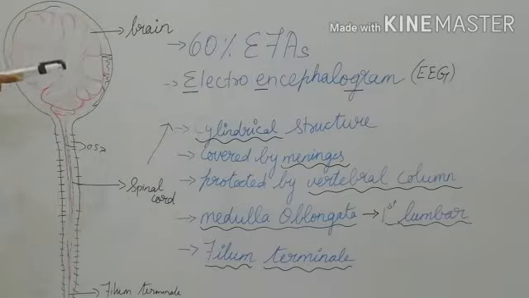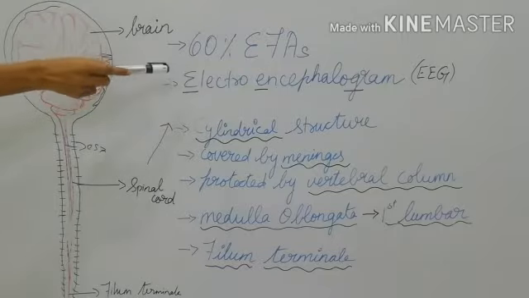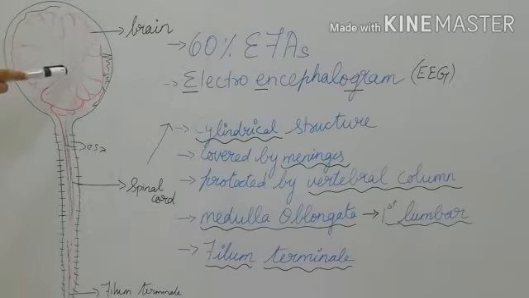And the instrument called electroencephalogram, that is EEG, records the electrical impulses of our brain, and it can detect abnormalities in human brain waves. It also helps in the diagnosis of seizures, epilepsy, brain tumors, head injuries, etc. So, coming to the spinal cord, it is cylindrical in structure.